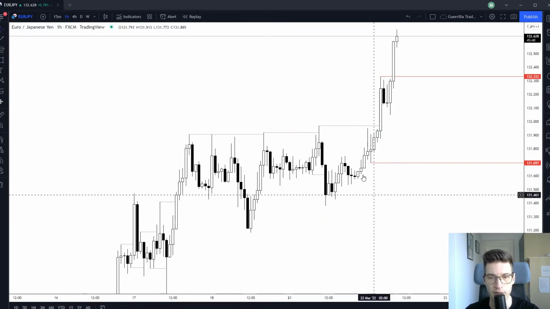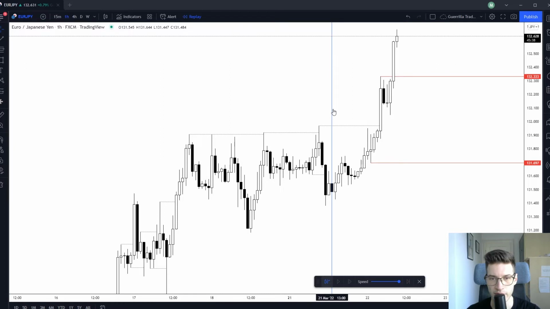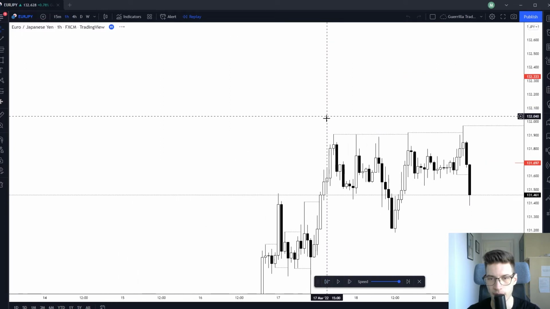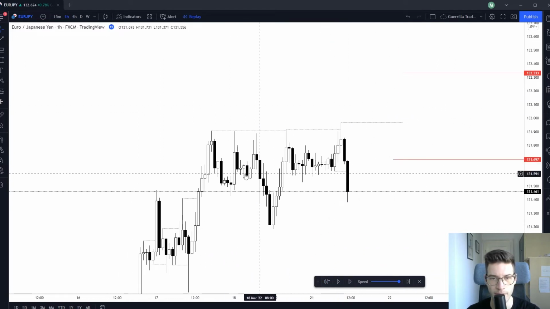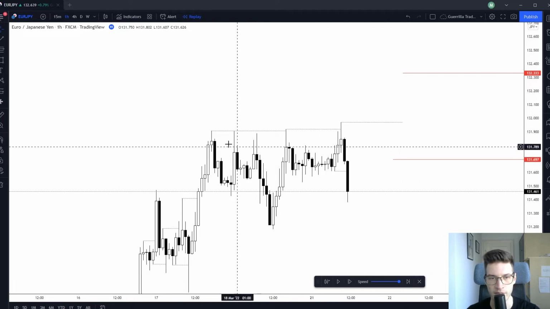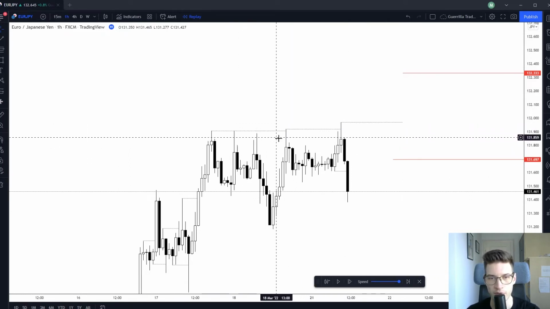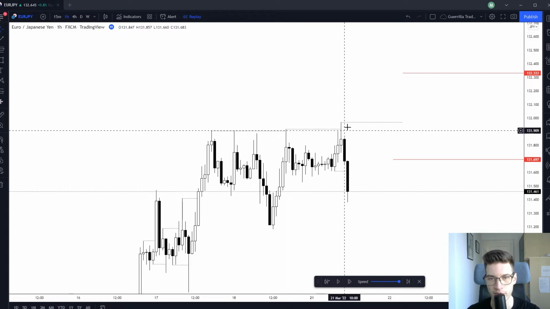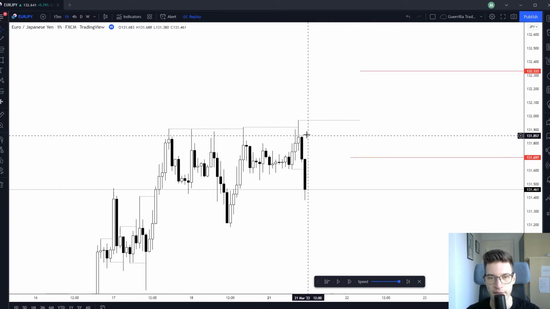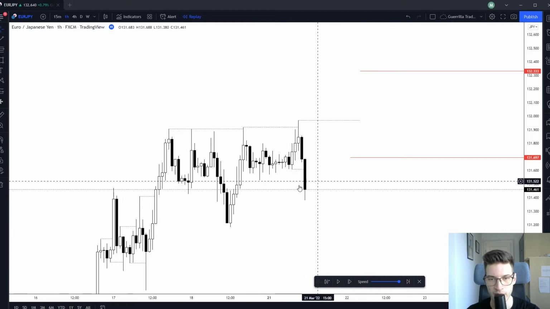Now for EJ, the euro and the Japanese yen, we were stuck in this range right here. There was a reversal trade at this point, but for me this just wasn't high probability. What was good about this reversal was that we broke the high, retraced with just a few pips, broke the high, retraced with just a few pips, and then we did reverse, but we left a large wick.